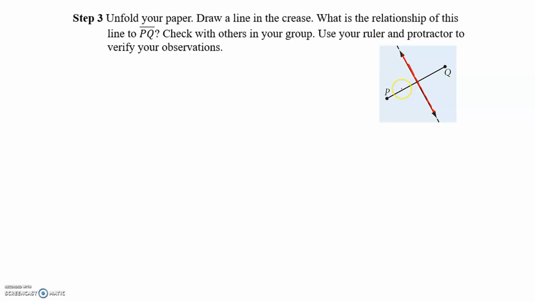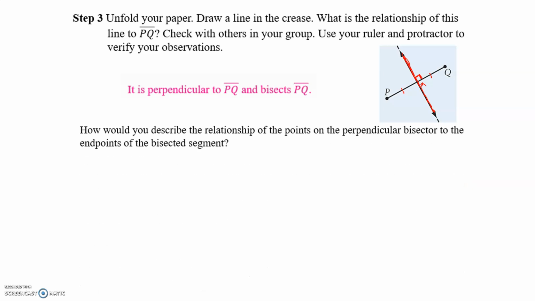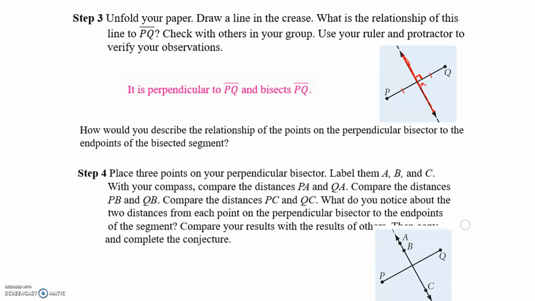If you take a ruler, you will find out that this segment from P to the midpoint is equal to, from this M, I'll call it M for midpoint, to Q, so M is a midpoint. And if you take a protractor, you'll find out that this is a 90-degree angle. So therefore, it is perpendicular to PQ, and it also bisects PQ. How would you describe the relationship of the points on the perpendicular bisector to the endpoints of that bisected segment?